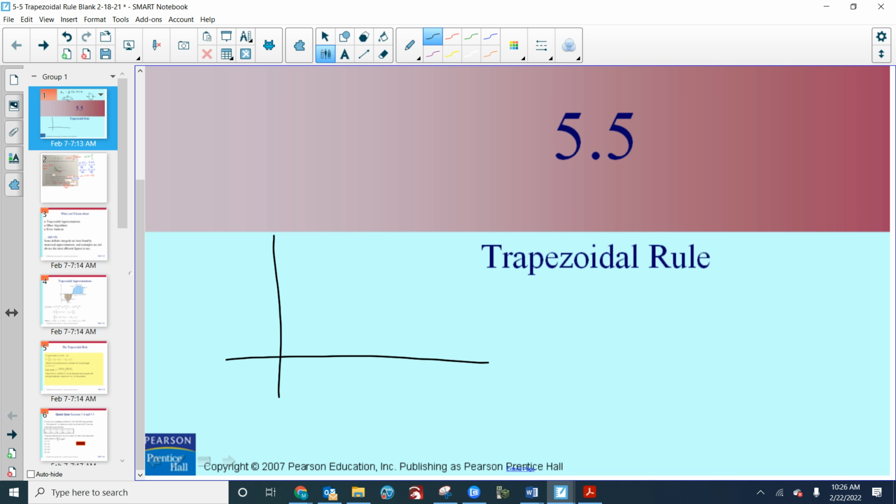Let's say we have a function that looks like this. We go from A to B, and you're told to partition it into, I don't know, 1, 2, 3, 4 trapezoids. Here's how you draw them. This is so much easier than the Riemann sums, okay?